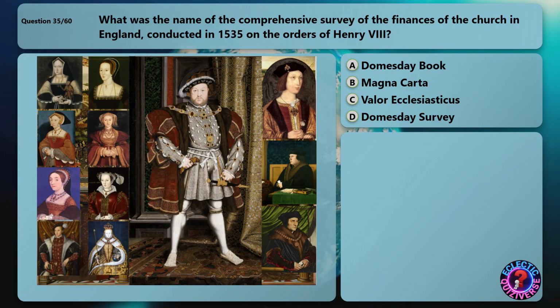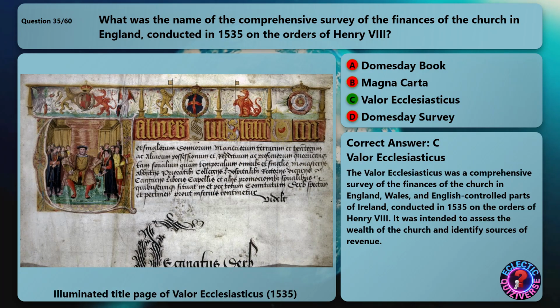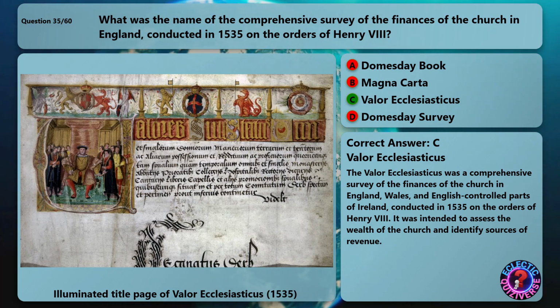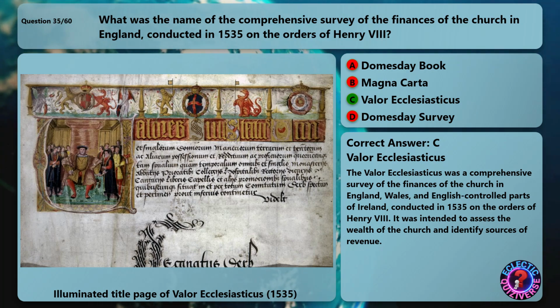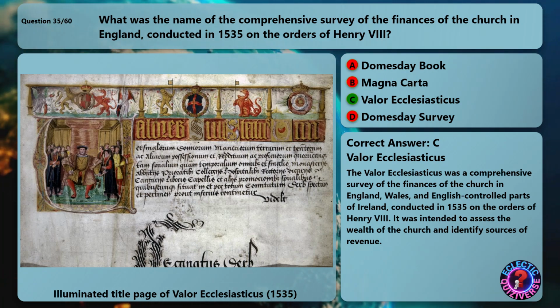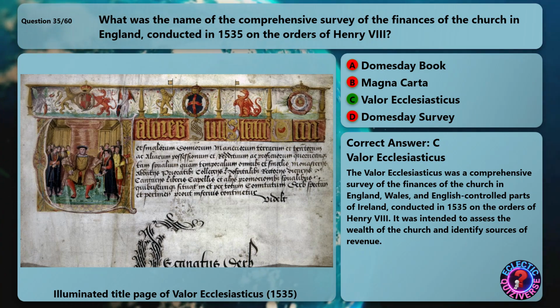What was the name of the comprehensive survey of the finances of the Church in England, conducted in 1535 on the orders of Henry VIII? The correct answer is Valor Ecclesiasticus. The Valor Ecclesiasticus was a comprehensive survey of the finances of the Church in England, Wales, and English-controlled parts of Ireland, conducted in 1535 on the orders of Henry VIII. It was intended to assess the wealth of the Church and identify sources of revenue.